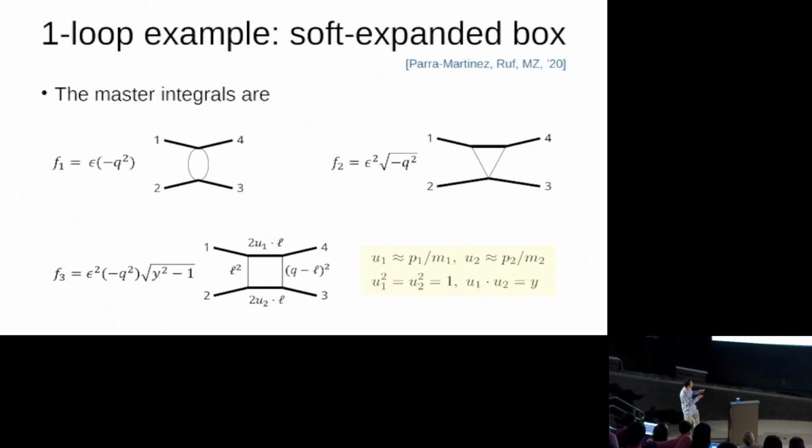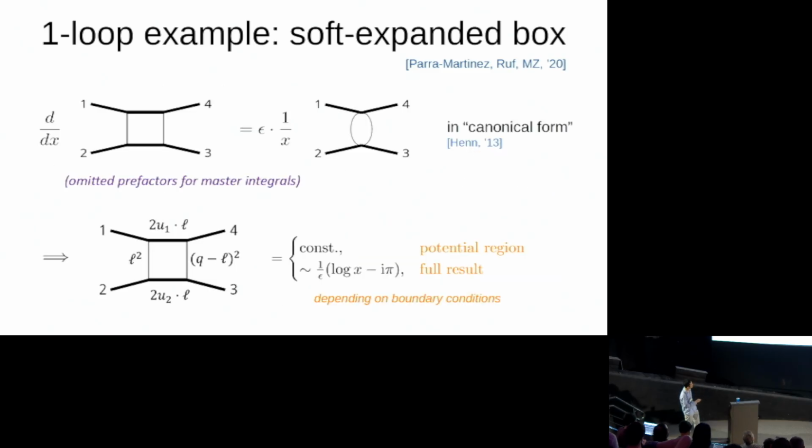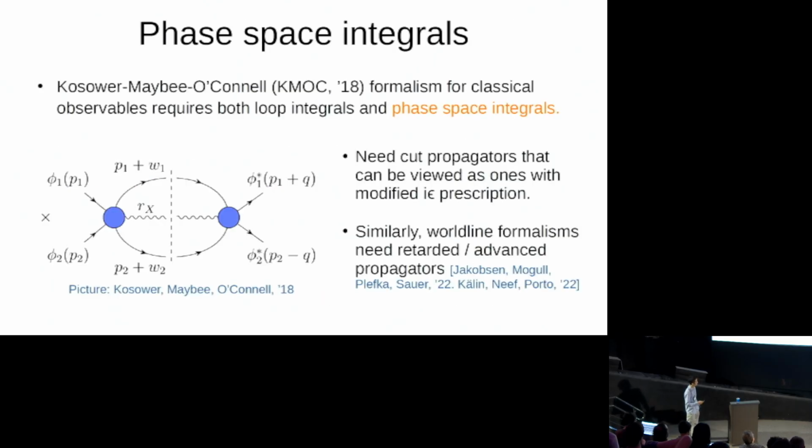So we normalize the master integrals with appropriate powers to simplify the differential equation, more precisely to target the so-called canonical form by Johannes Henn. And we get a very simple differential equation. And then if we solve the differential equation, depending on the boundary conditions, you either get the full result, log x minus i pi, or the potential region result, which is simply constant. And then you can assemble these integrals into amplitudes to obtain results for the second post-Minkowski correction.